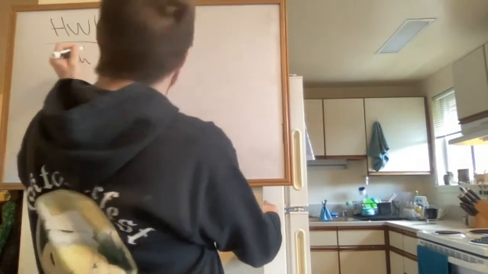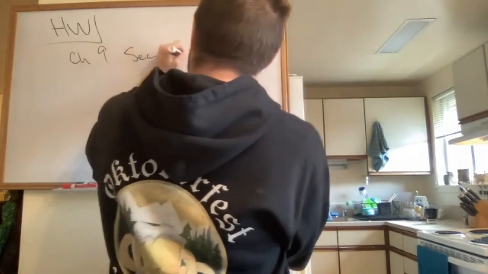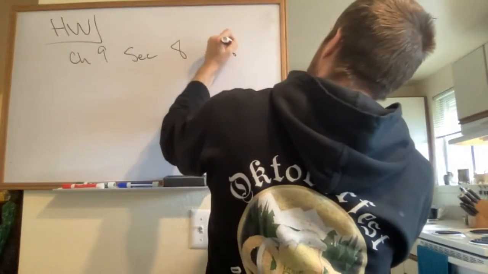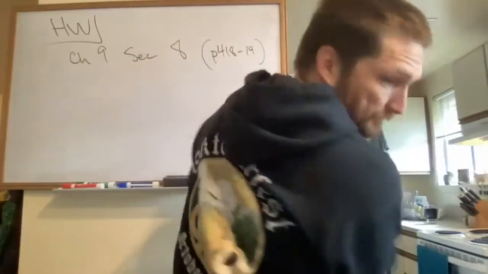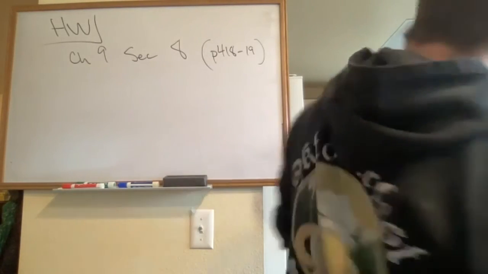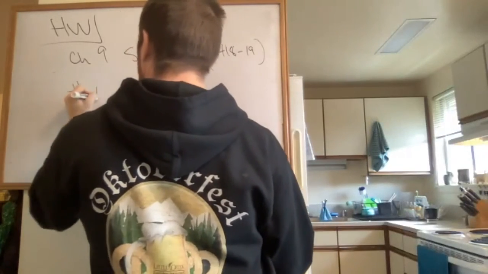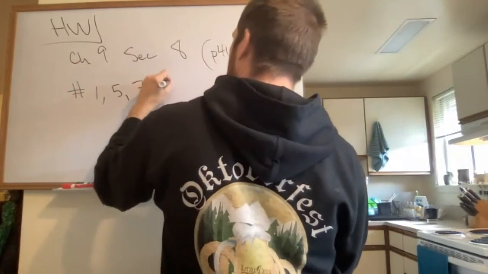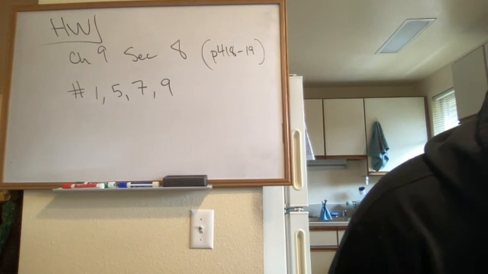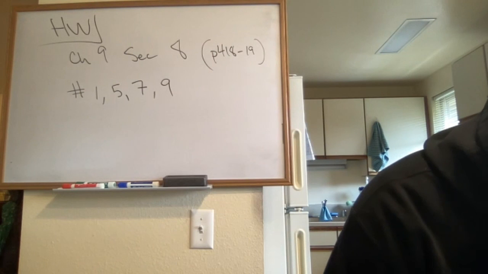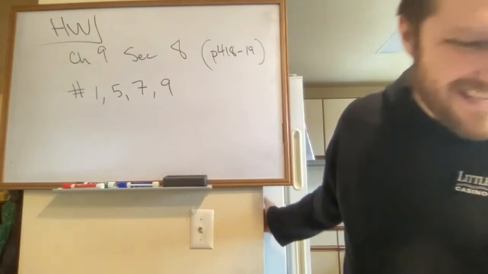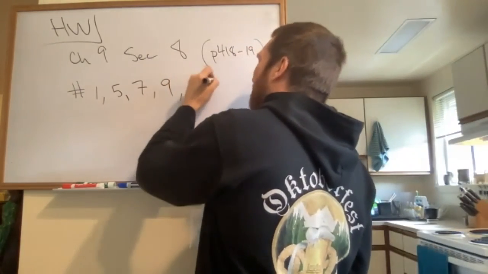This is chapter 9, section 8, pages 418 through 19. And we're going to do numbers 1, 5, 7, 9, 11 and 13, and I have something to say about 13.